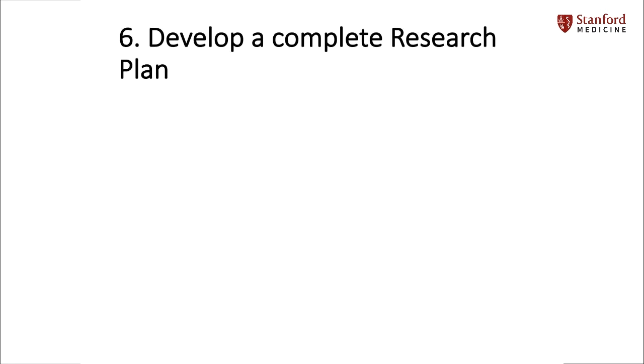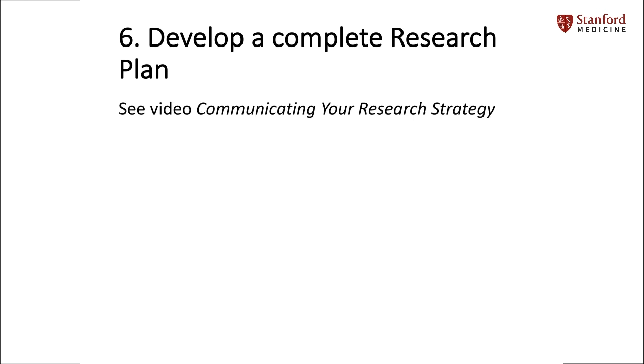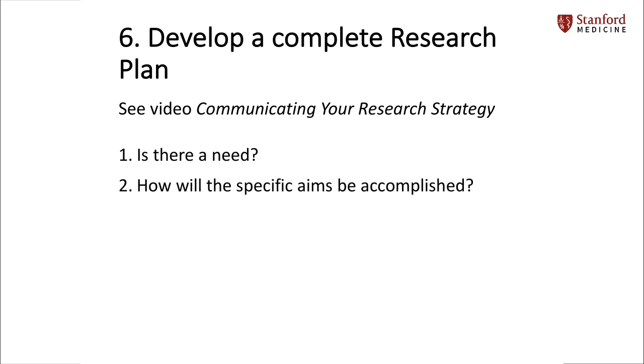Tip number 6 is develop a complete research plan. So see the video on communicating your research strategy for more information. So in short, the research plan is a narrative that describes a set of goals and how you will reach them. So the first question that needs to be answered is there a need? This is getting at the significance and background information of your project. Second, how will the specific aims be accomplished? This includes the methods and analyses that will be used, what are the expected outcomes, what might go wrong and how will it be managed, and what are the alternative approaches.